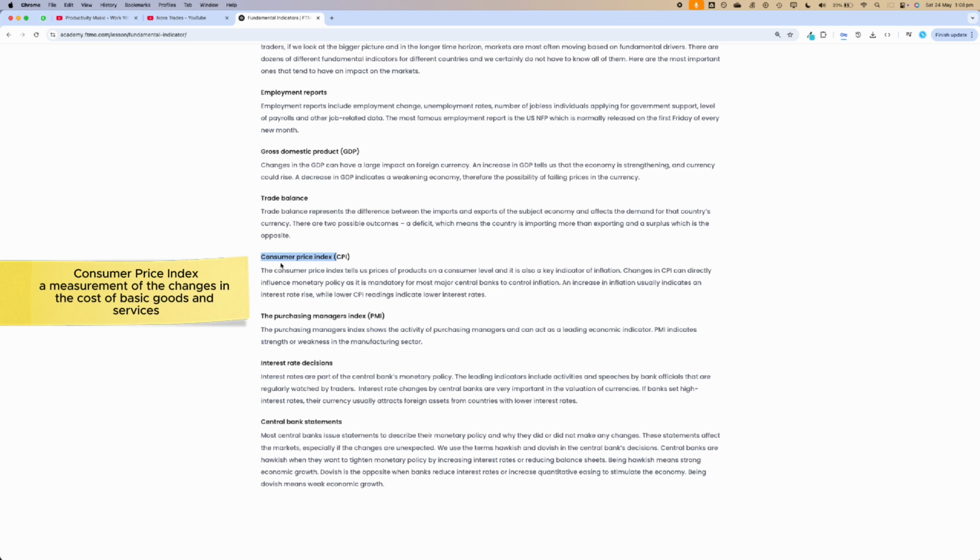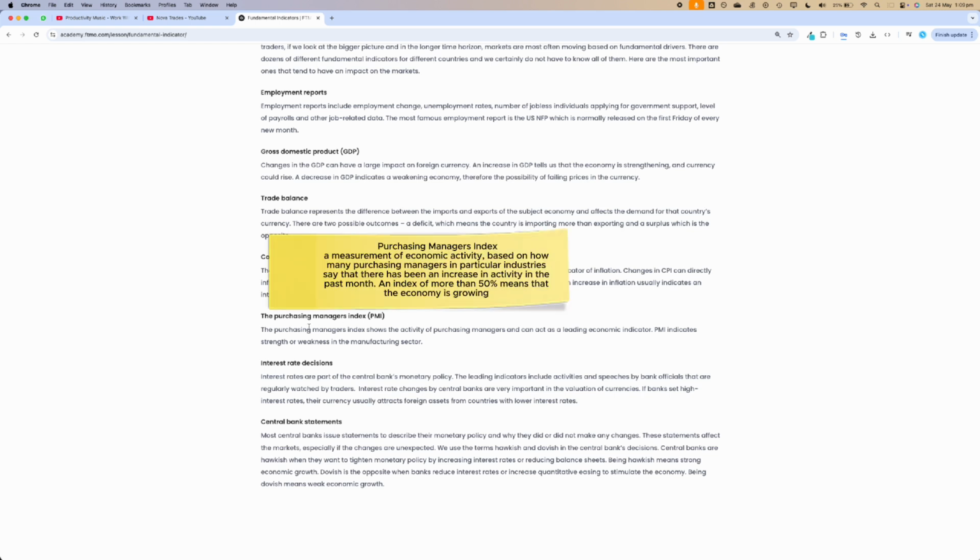The CPI is quite a commonly talked about indicator. It's just called the Consumer Price Index. It tells us the prices of products at a consumer level, and is also a key indicator of inflation. The CPI directly influences monetary policy, as it's mandatory for most central banks to control inflation. An increase in inflation usually indicates an interest rate rise. Lower CPI readings indicate lower interest rates.